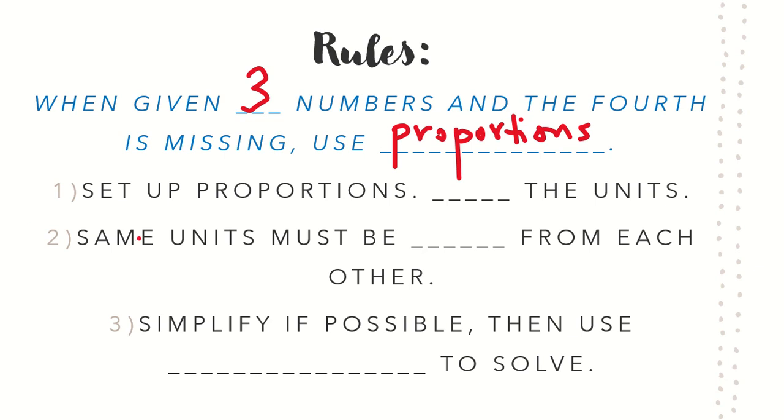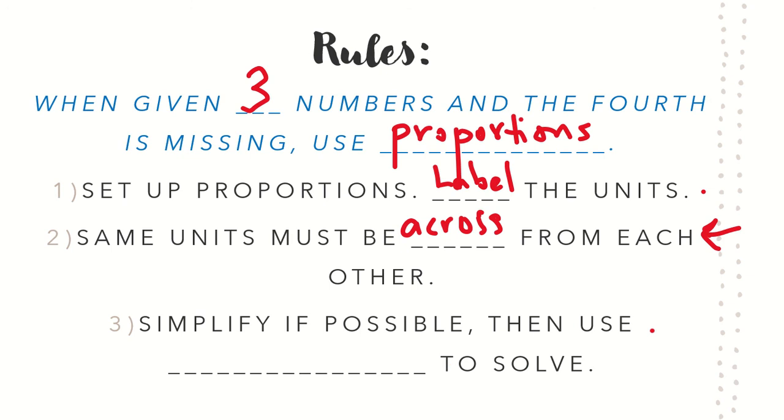Now we get to our rules about proportions. So we set up proportions and we have to label the units. A lot of these should be sounding familiar to you from old notes because it's really all the same thing. Number 2 says same units must be across from each other. This will make more sense when we do some examples. And then last, simplify if possible, then use blank to solve.